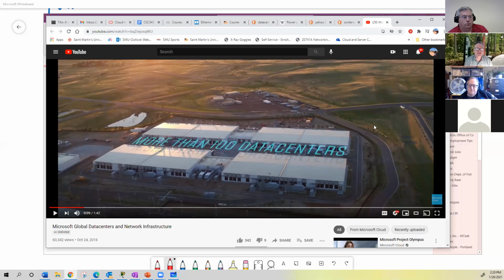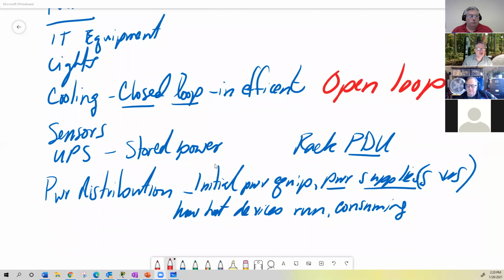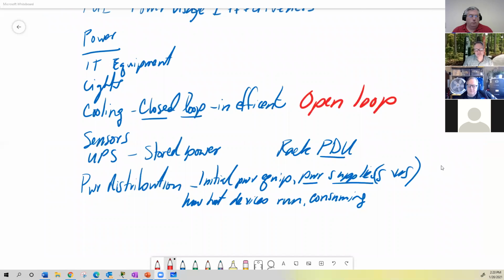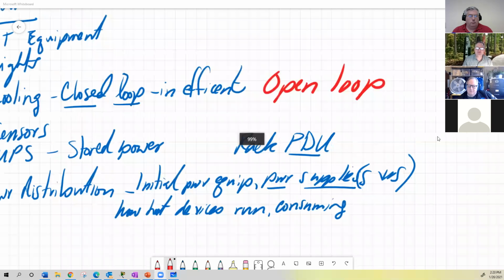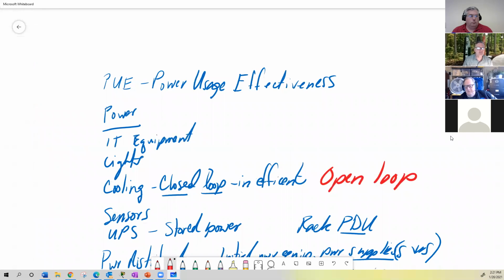Okay, so hopefully that gives you a little more understanding of data centers and what they can do, how they're made up, the elements that you're thinking about in cooling, in power costs, in ways to make data centers more efficient with different types of cooling, open and closed loop, and different terms like PUE, power usage effectiveness, and so forth.